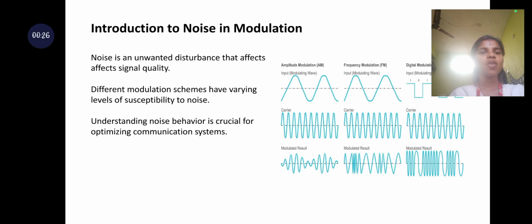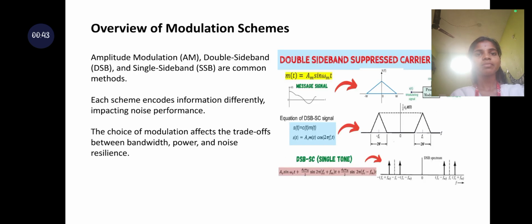Noise is an unwanted disturbance that affects signal quality. Different modulation schemes have varying levels of susceptibility to noise. Understanding noise behavior is crucial for optimizing communication systems.